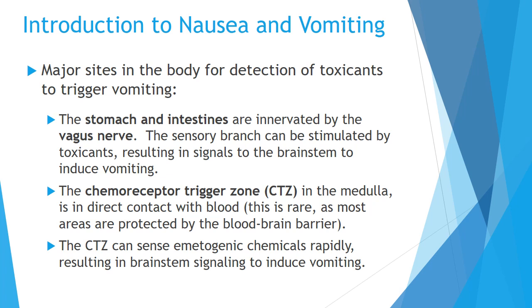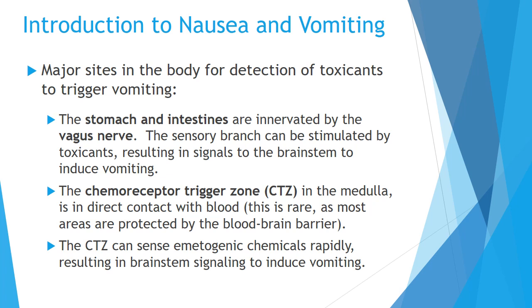Okay, so the major sites in the body for detection of toxicants to trigger vomiting. This means where does the body sense these assailants or toxins. The stomach and intestines are innervated by the vagus nerve, the sensory branch. That can be stimulated by toxicants, resulting in signals to the brainstem to induce vomiting. So that's the first anatomical location, in the gastrointestinal system, which is probably obvious, right? You eat something that's poisonous, a lot of times your body will induce vomiting very quickly.